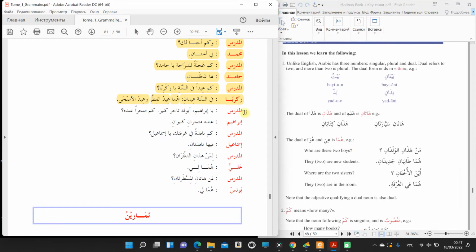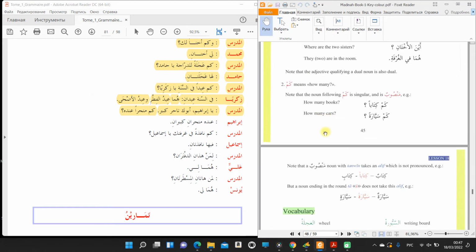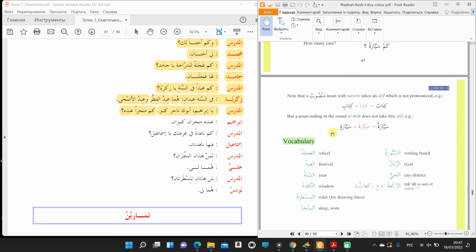يا إبراهيم, O Ibrahim, أبوك تاجر كبير. Your father is a big merchant. كم متجر عنده. I think it's متجر. It's a place where people trade. But this word, I've never heard it used here in Saudi Arabia. Never ever. Well, this word is present in this book, but it's never used here in Saudi Arabia. So, كم متجر عنده. That's how it's pronounced. How many shops does he have?